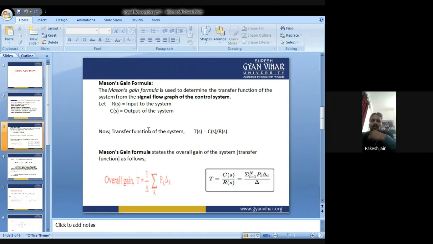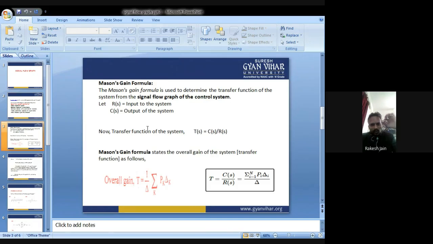In Mason's gain formula, once you see the diagram, find out the number of forward paths, convert the formula on the basis of that, and find out the forward path gains T1, T2. Then the fourth step is that you have to find out the loop gain. What is the meaning of loop gain? What is the meaning of loop?